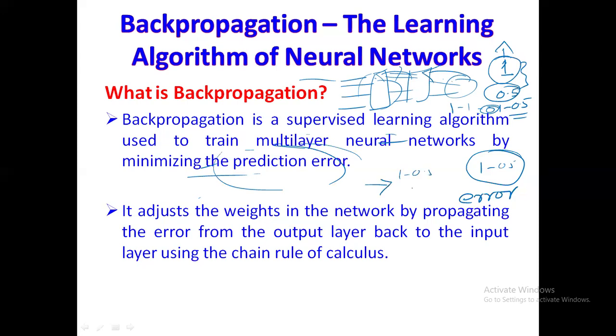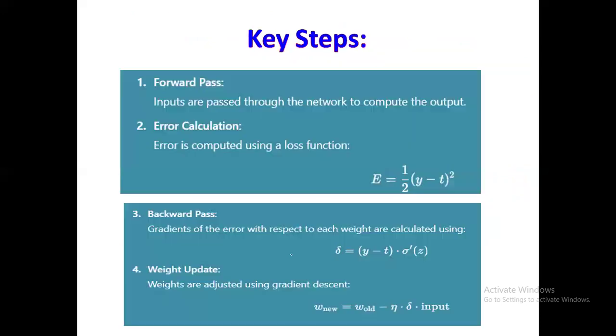1 minus 0.5 is 0.5. Again, in the second epoch, we are going to get 1 minus 0.7. So the error is 0.3. Like that, till we get 0, we are going to send the output back to the input. So it adjusts the weights in the network by propagating the error from the output layer back to the input layer using the chain rule of calculus. And we'll see what the chain rule is.